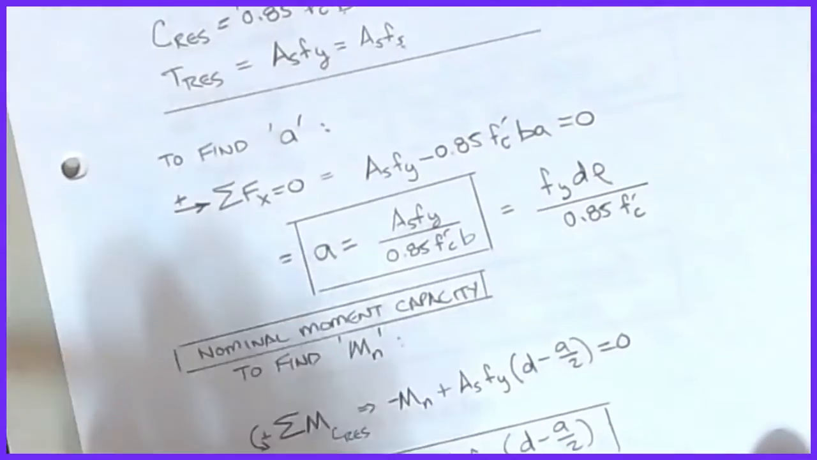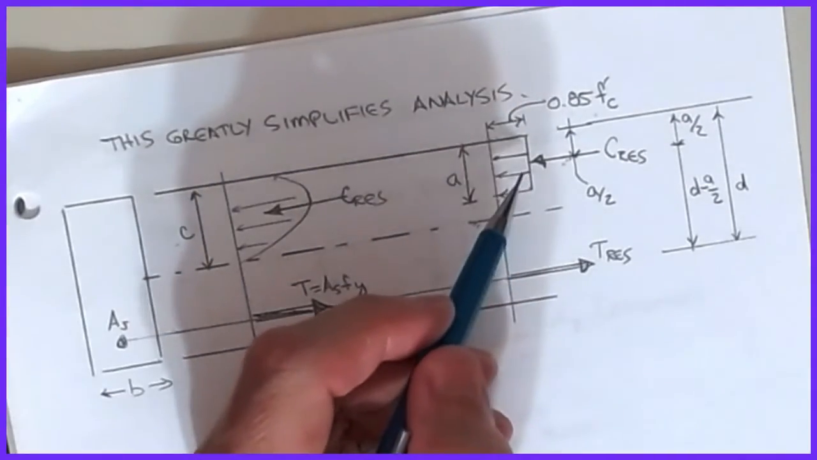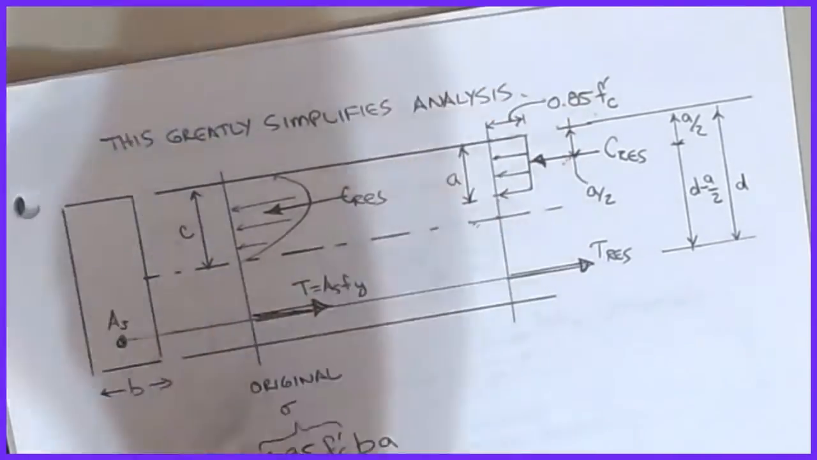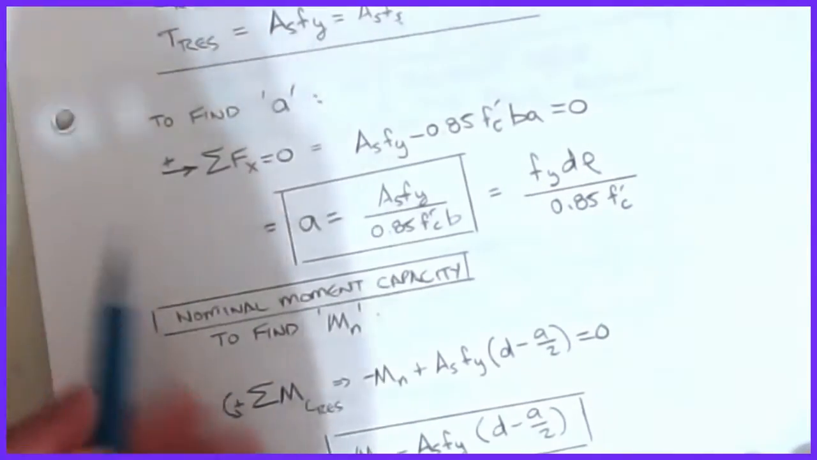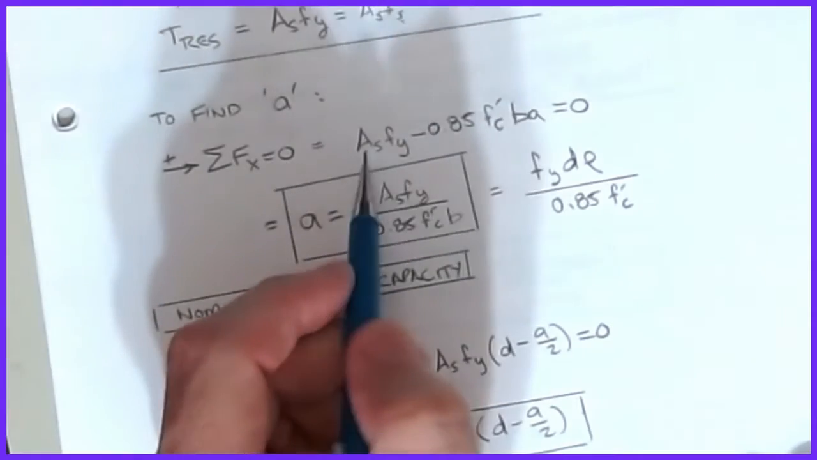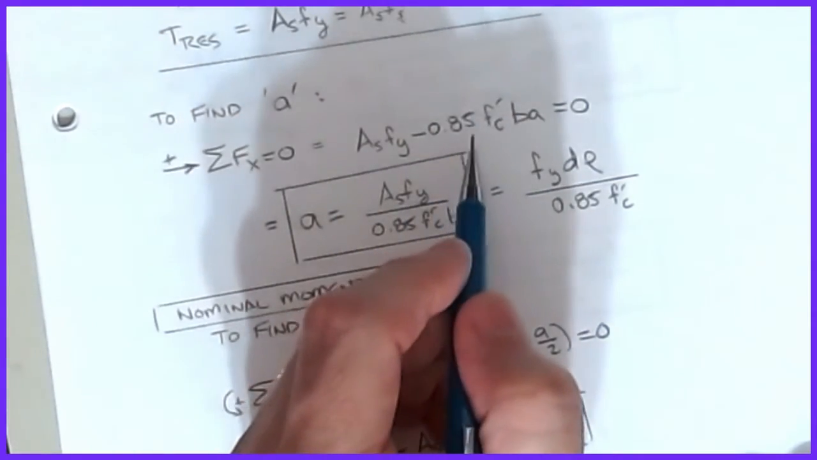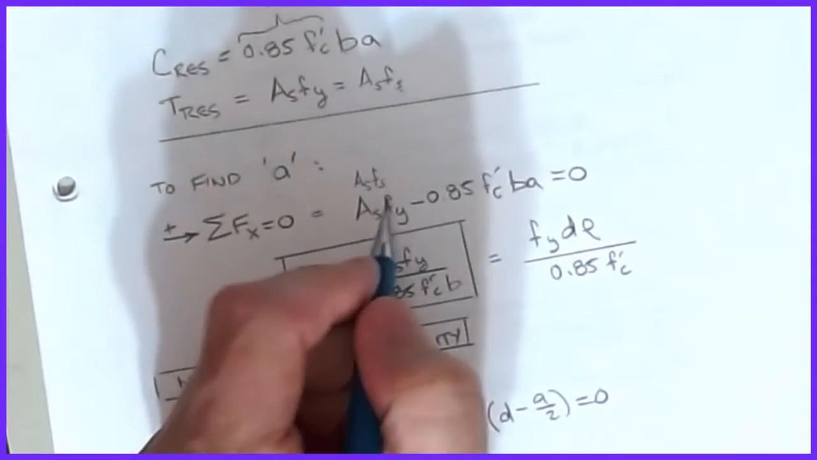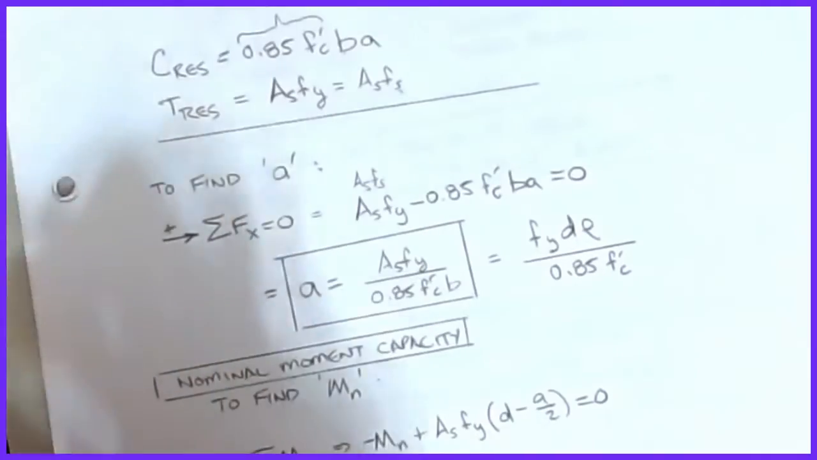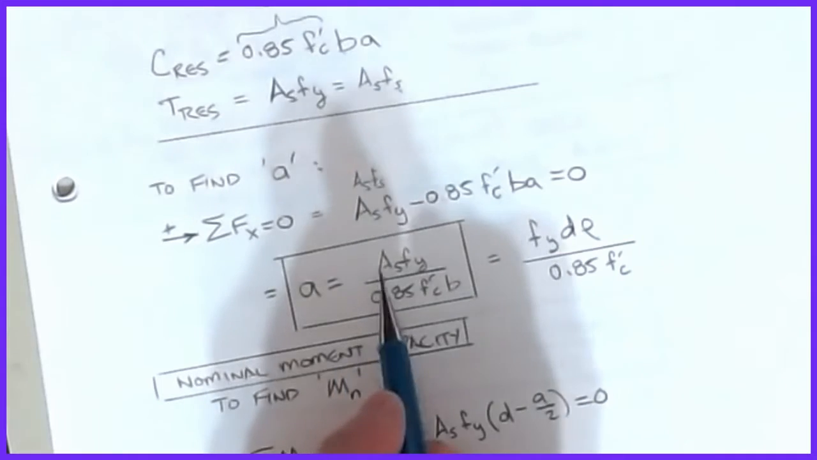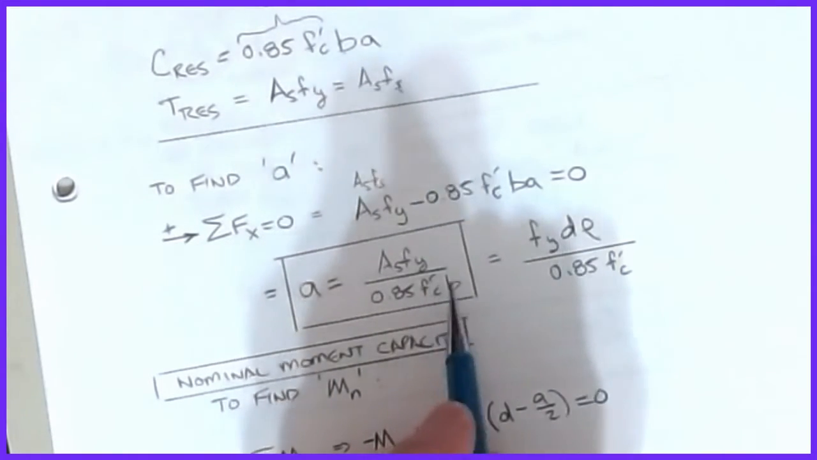So all we're going to do to solve for a is sum the forces in the x direction off of this picture. Just like we've done a couple of times already in this series, we're going to say that C res has to be equal to T res. Or if we write it in the full version, sum of forces in x equals 0. And so I get AsFy minus 0.85 f'c b a. Again, sometimes you'll see this written as AsFs, but if we want Fs equal to Fy, this is the equation that comes out of that. And now this is linear in a, so I can solve for a as being equal to AsFy all over 0.85 f'c b.